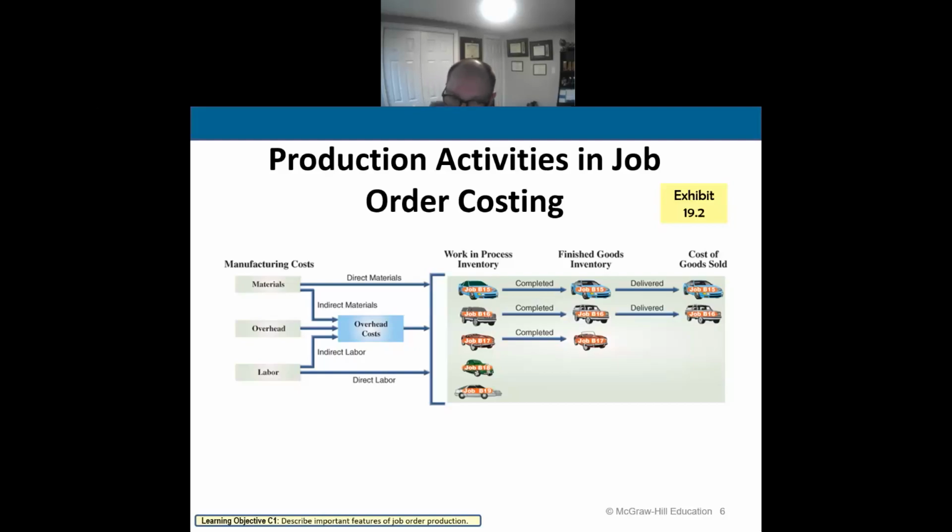But I'm not going to start making it until I receive an order from Music Store USA. Music Store USA sends me an order, a customer order. We call that a job order. And when I receive that order, it'll say how many units they want. What type of guitars am I making for them? What type of wood? Is it oak wood?